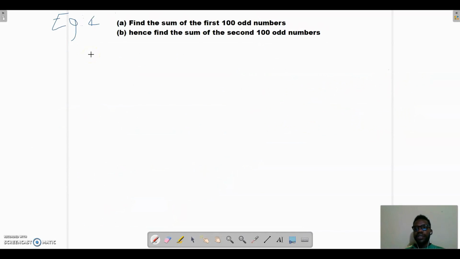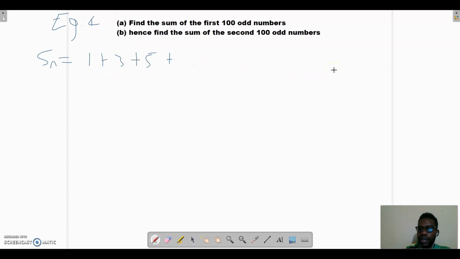Here's an example of an interesting question. It says find the sum of the first 100 odd numbers. And we know what odd numbers are. So let me start by writing out a few odd numbers. So I have Sn equals, we know that the first odd number is 1, then 3, then 5, and this goes on and on. So we realize that this, of course, is an arithmetic progression, because notice we're constantly adding 2 to get each odd number.